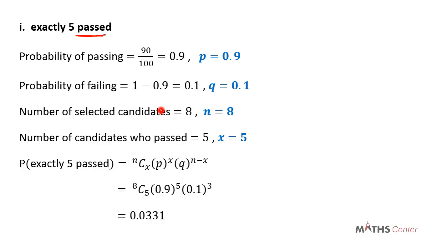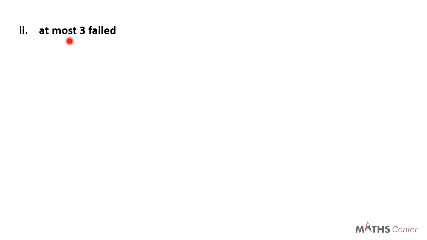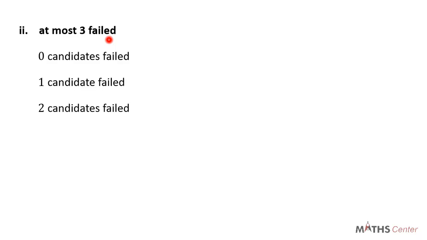Let's consider the second event. The second event is at most 3 failed. We are going to find the probability that at most 3 failed. Now remember that the question said 8 candidates were selected. We are looking for the probability that at most 3 of them failed. If 8 candidates were selected and at most 3 of them failed, then it means that it's either no candidate failed, that's 0 candidates failed, or 1 candidate failed, or 2 candidates failed, or 3 candidates failed. These 4 conditions will satisfy this situation.